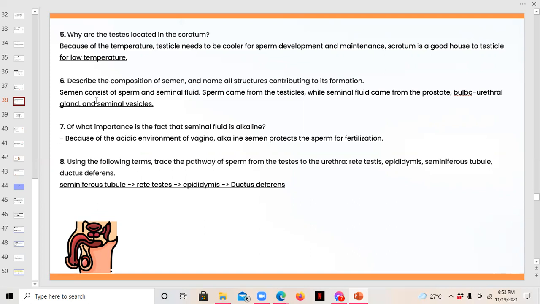Number 8. Using the following terms, trace the path of sperm from the testes to the urethra. So, from seminiferous tubule to the rete testis to the epididymis and to the ductus deferens.